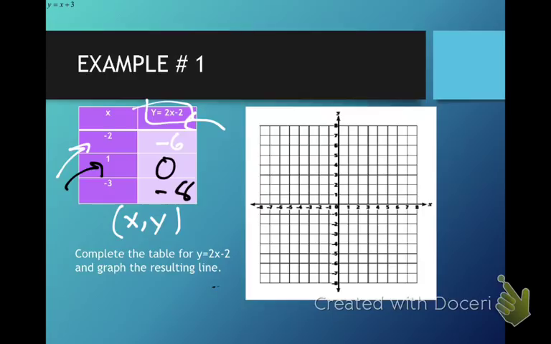You are going to need a ruler. You should probably pause this video and get a ruler because if you're not using a ruler, I am not going to accept it. They need to be straight lines. So point number 1 is at -2, -6.